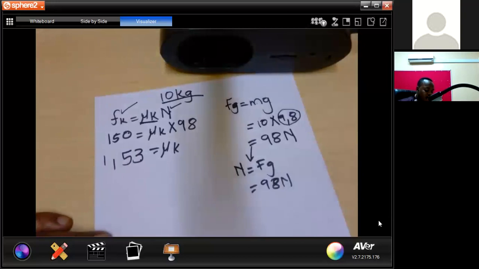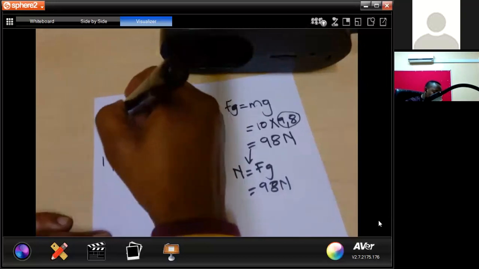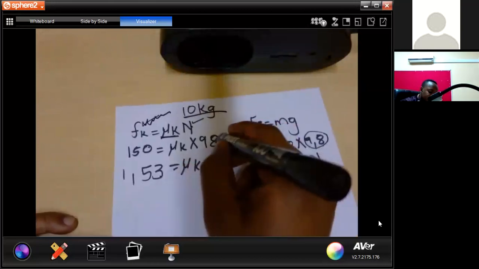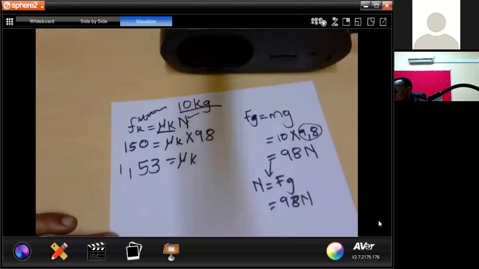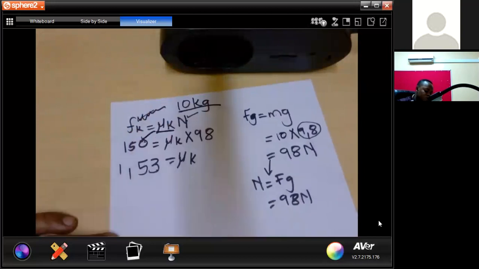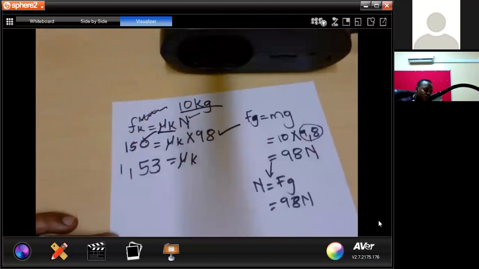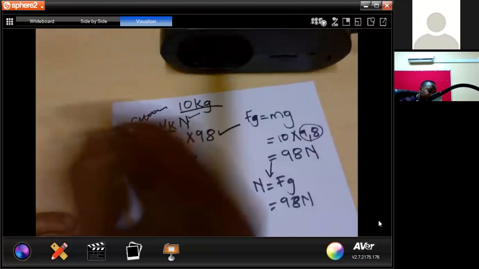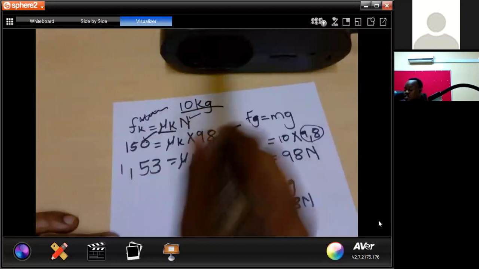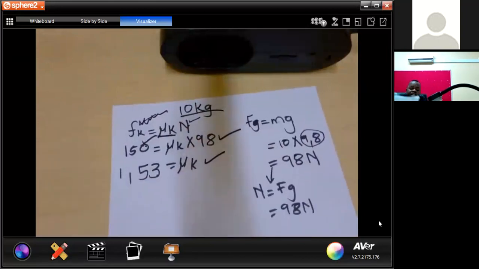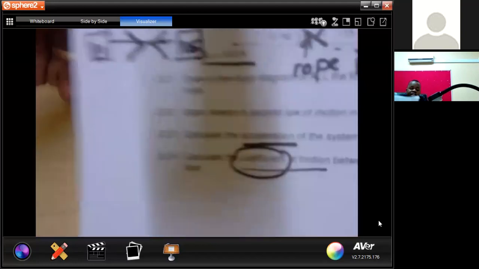So how do we actually allocate marks there? One mark is for the formula. The other mark is for the substitution for the kinetic friction. The other mark is for the substitution on the right. And the last mark is for the coefficient of kinetic friction. See there, 4 marks was allocated.